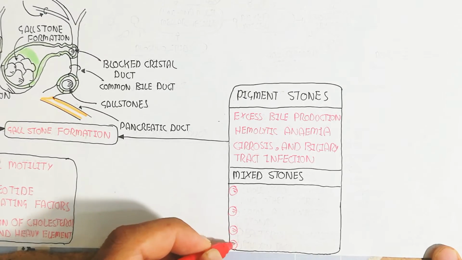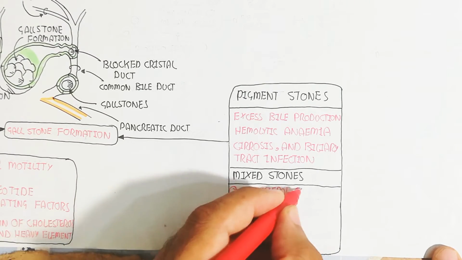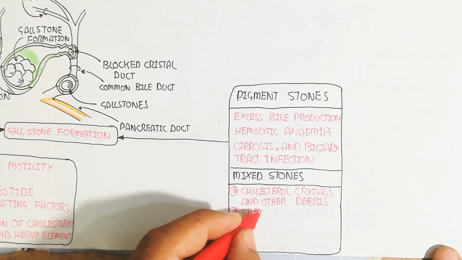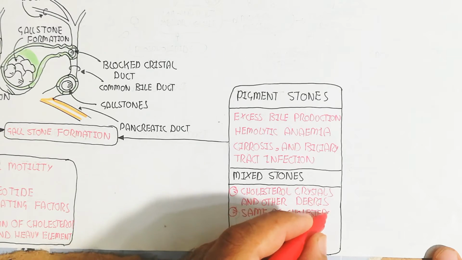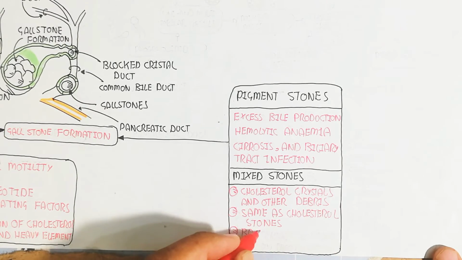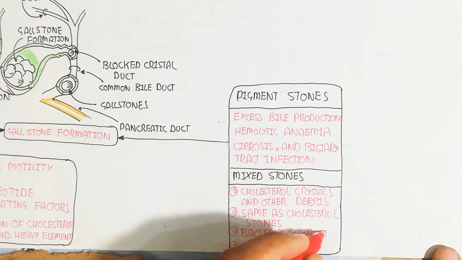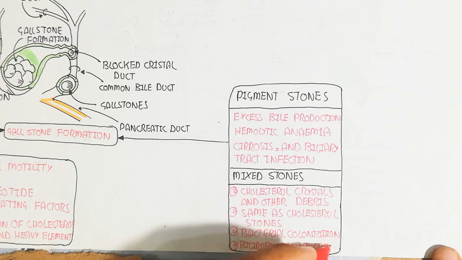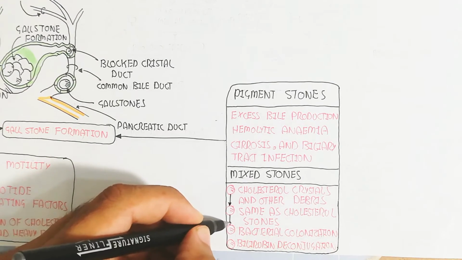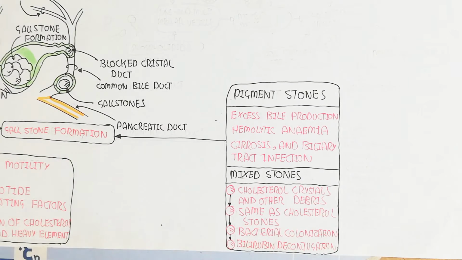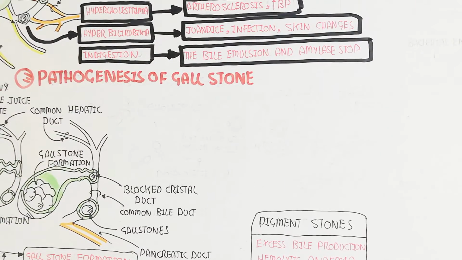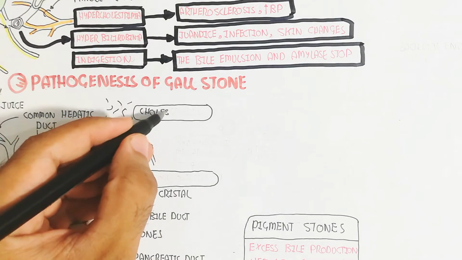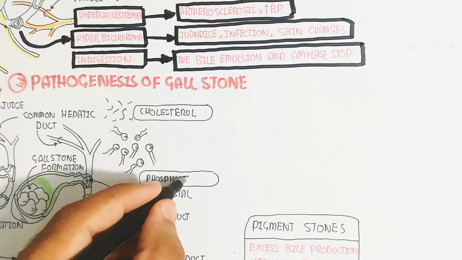On the other hand, the mixed stone is formed from the cholesterol crystal first, and other debris will lead to the same as cholesterol stone. But as it goes further, bacterial colonization will lead to bilirubin deconjugation due to bacterial activity, the glucuronidase enzyme, which will lead to unconjugated bilirubin.